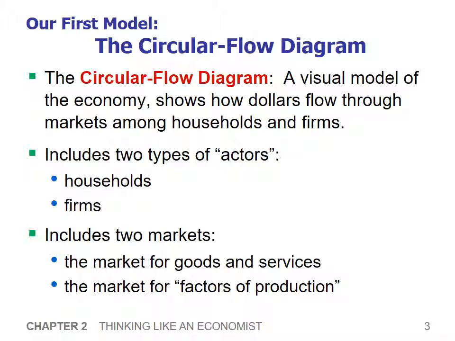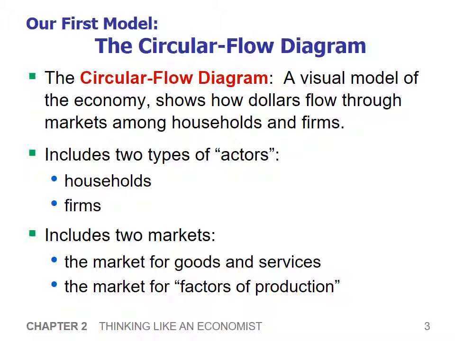The first model that we'll talk about is called the circular flow of income. This is a visual model which will show how goods and services, resources, and money flows among the various sectors of the economy. Now, the economy consists of firms, households, governments, and international countries. However, to keep things simple, we'll assume that the world consists of only two agents: households and firms.